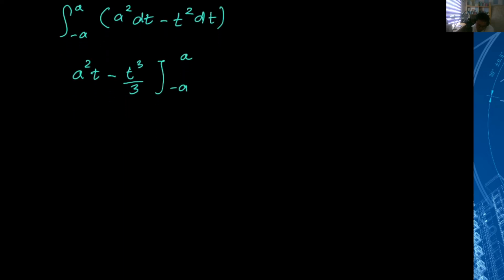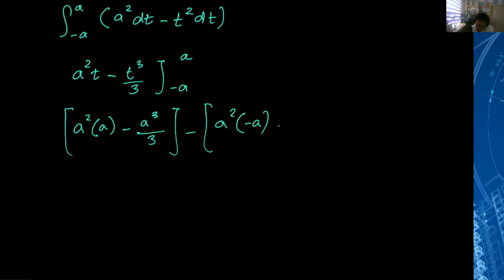Okay, so there's no plus c again, no, because this is now definite integrals. So I can plug in now the limits. So first is the upper value. a squared, t now becomes a, minus a cubed over 3. Okay, minus the lower limit. So, a squared times negative a minus negative a cubed over 3.